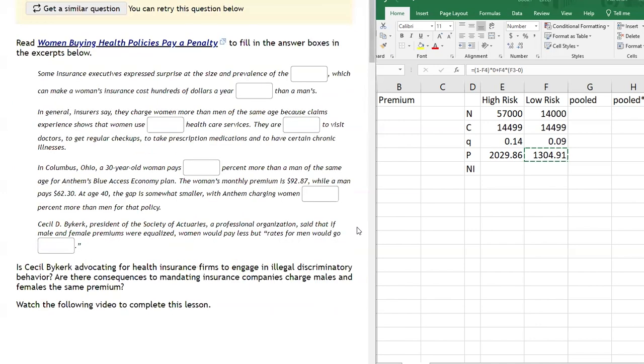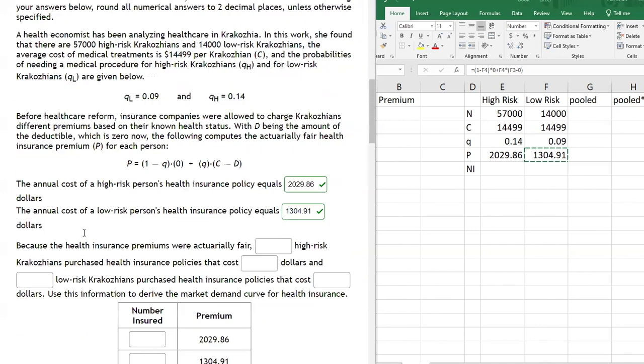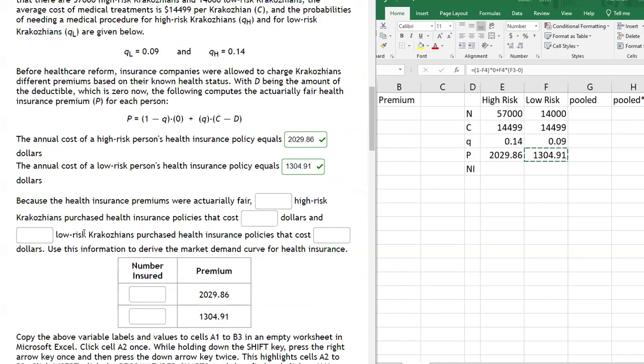I'm going to press enter here to make sure I got the correct answers. Now, because the health insurance premiums were actuarially fair, all 57,000 high-risk Caucasians purchased the insurance. Now, this is a simplified model here. To make it more realistic, we need to add a utility function in and maximize the utility function with respect to a budget line. But I just want to keep it basic because I think this model teaches how this is done on a very basic level.